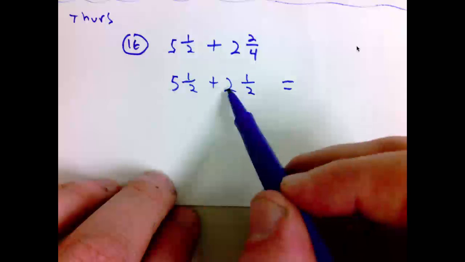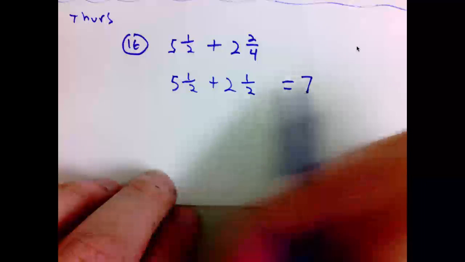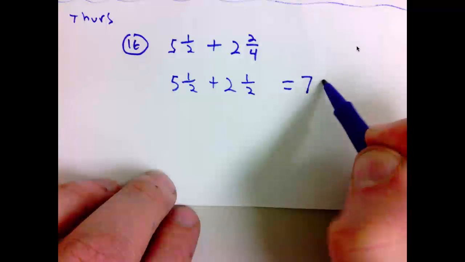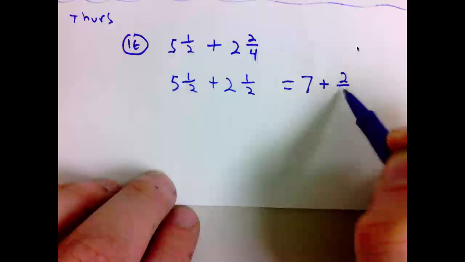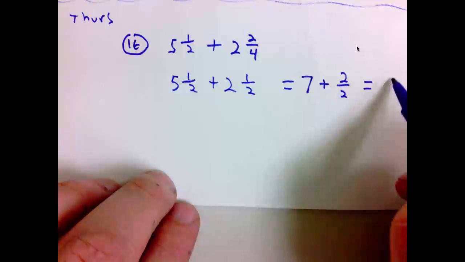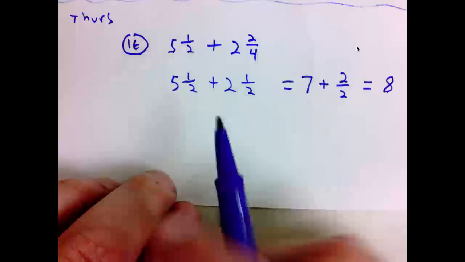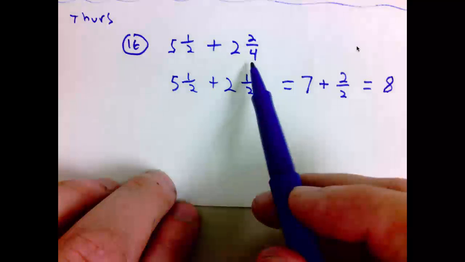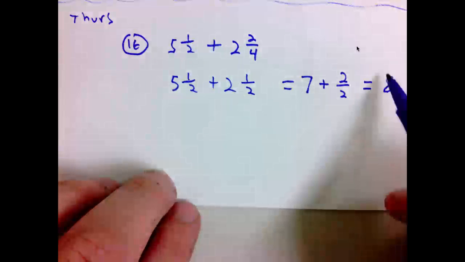What's 5 plus 2? 7. And now we'll add the fractional parts. What's 1/2 plus 1/2? Well, that's 1 whole. It's 2 over 2. 2 over 2 is 1. So 7 plus 1 is 8. Back to the original. 5 1/2 plus 2 1/2. Well, that is indeed 8.